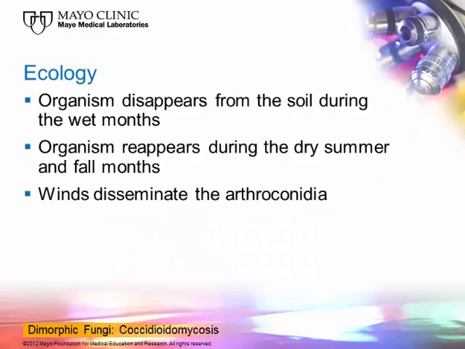What happens to this organism? Well, it disappears from the soil during the wet months. It goes down a little bit deeper in the soil. Then when the spring and summer months come, the soil begins to dry out and the organism comes to the top, and the winds disseminate these spores that are the infectious particles of this organism around in the environment, and they're there for us to inhale, for small rodents to inhale. Anything that happens to be around can become infected by this organism. So anything that disturbs the soil, including the wind, is what's going to disseminate this organism throughout the environment and make the spores available for us to inhale.